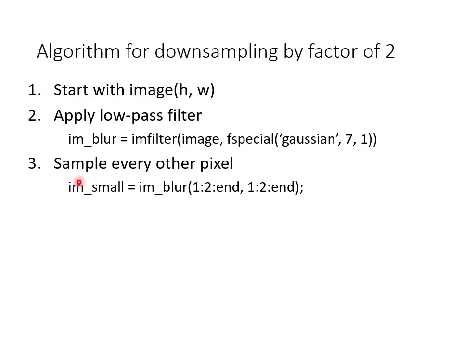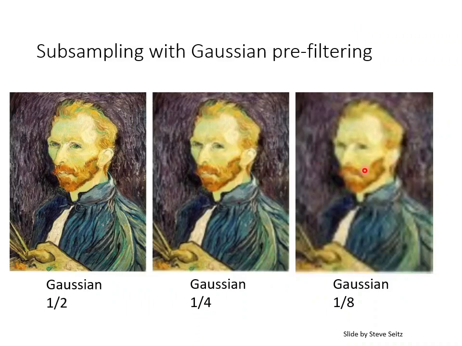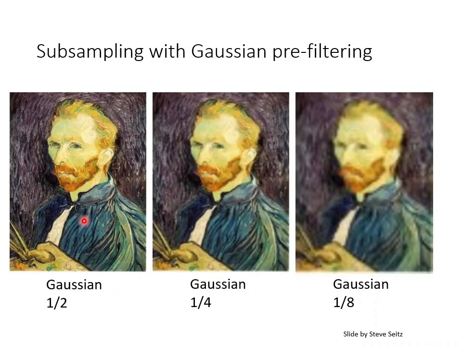Okay, this is the input image. Apply Gaussian filter and subsample. Apply Gaussian filter and subsample. So if we enlarge it, it will look like this. Compare with this. This is the result without using the Gaussian filter, and you see the aliasing result. And compared with this, there is less aliasing.